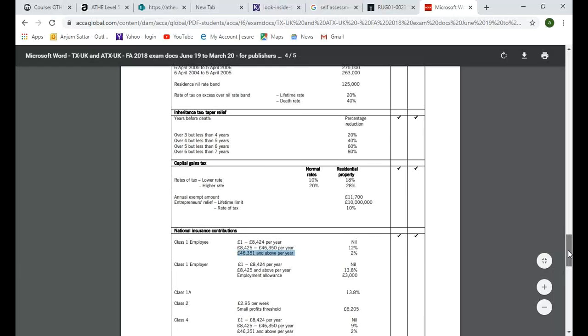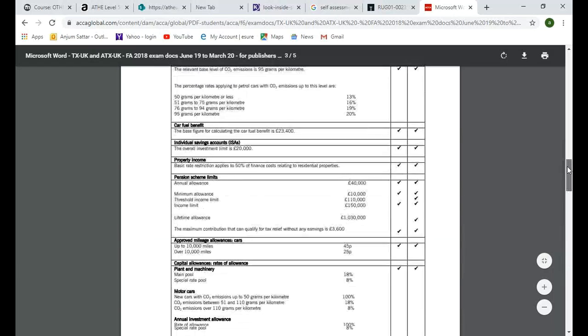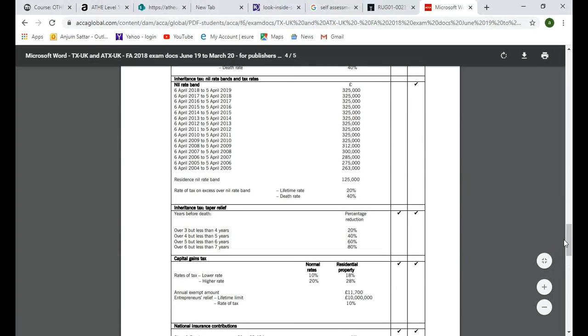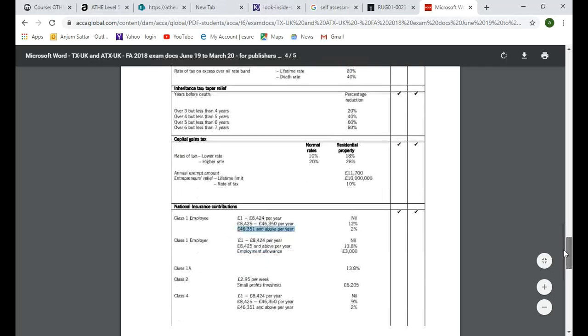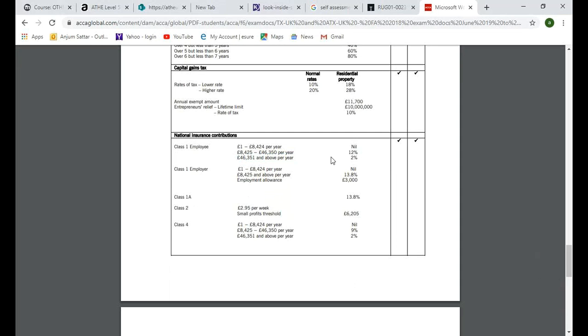Tax is different, NI is different. NI goes towards your pension. It means everything you earn, you give them. So that's why the government charges lower. Because that's one way you're saving against your account.